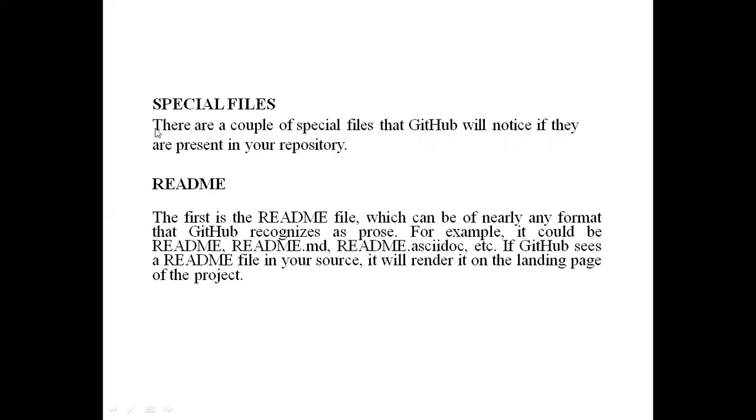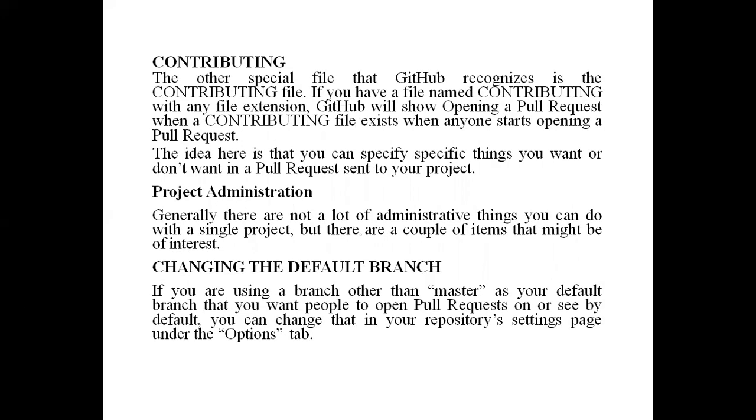Special files are available in the GitHub repository. One of these files is the README file. The first is the README file, which can be in nearly any format in GitHub. readme.md is the file name, the default file name available in GitHub. In this file, you can add images also.